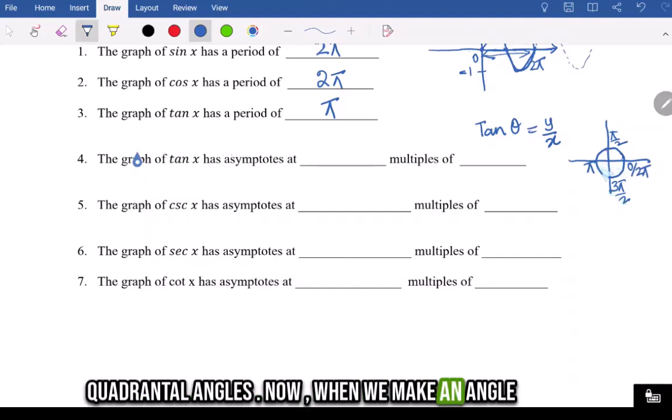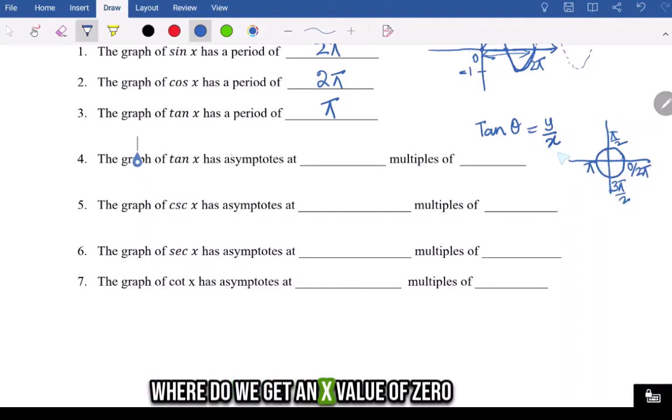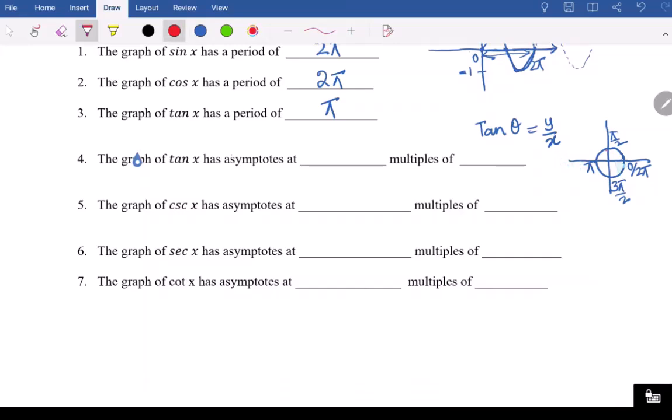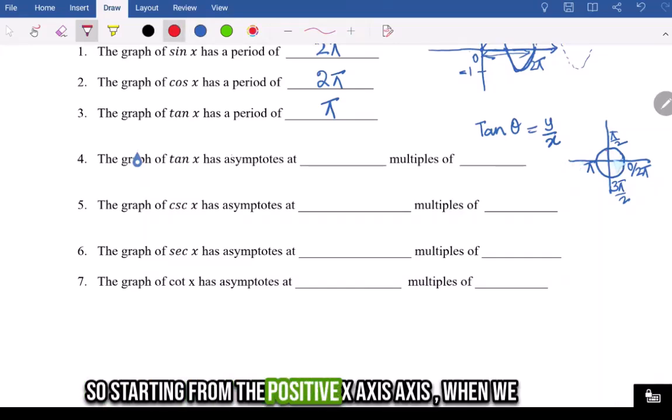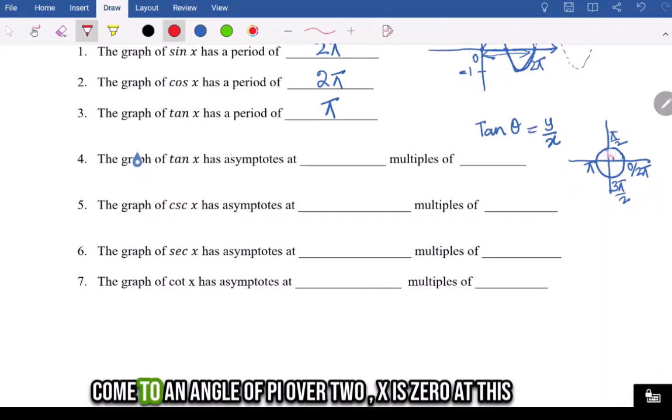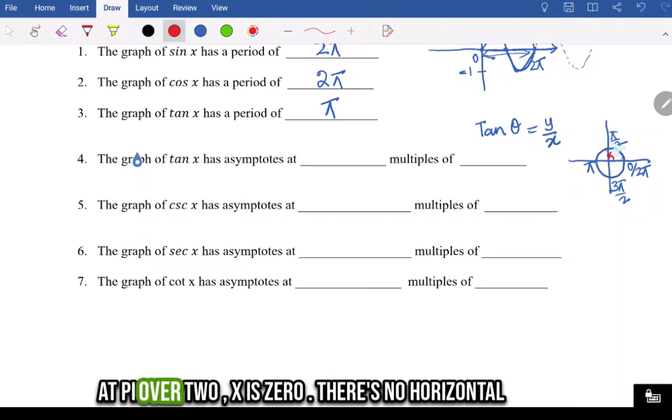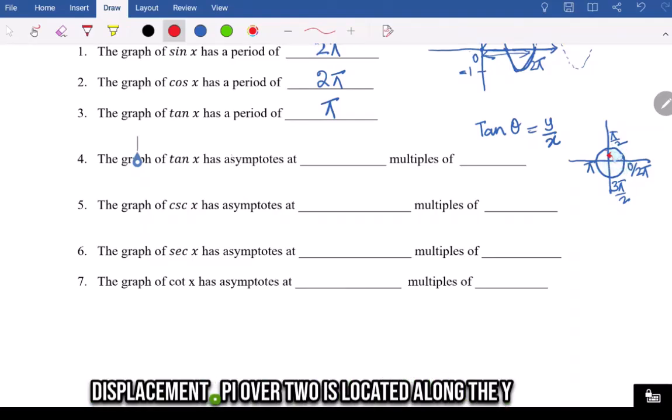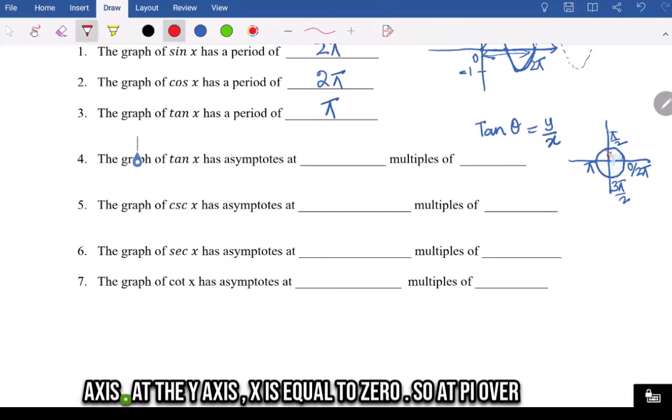Now, when we make an angle, where do we get an x value of 0? So starting from the positive x-axis, when we come to an angle of pi over 2, x is 0 at this point, correct? At pi over 2, x is 0. There's no horizontal displacement. Pi over 2 is located along the y-axis. At the y-axis, x is equal to 0.